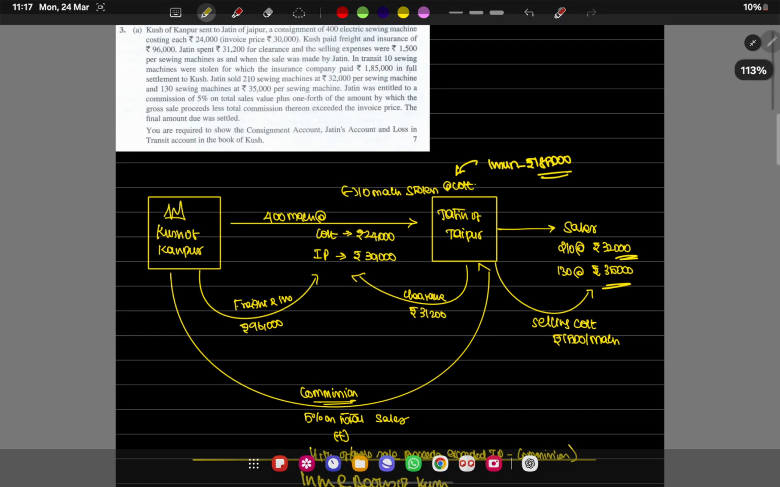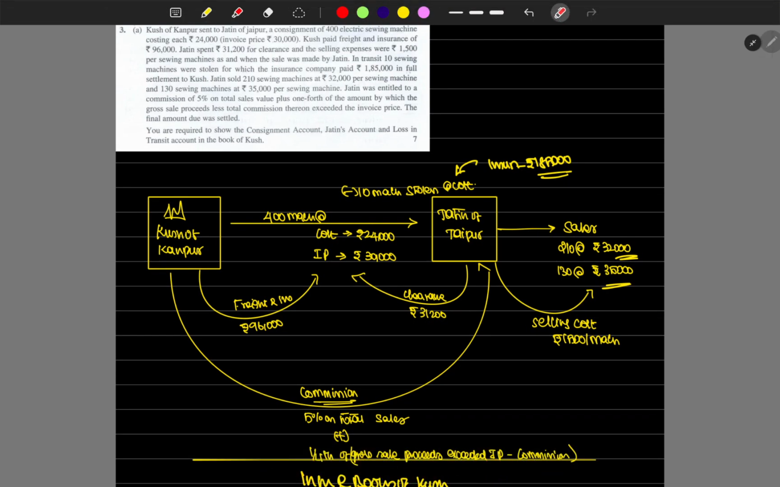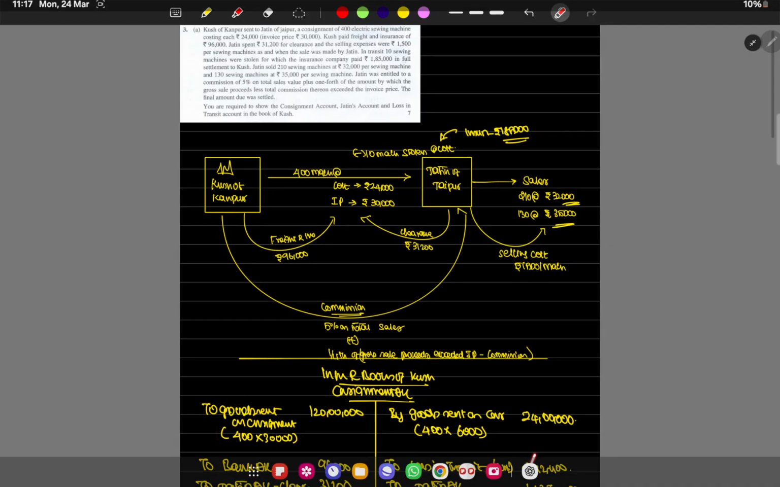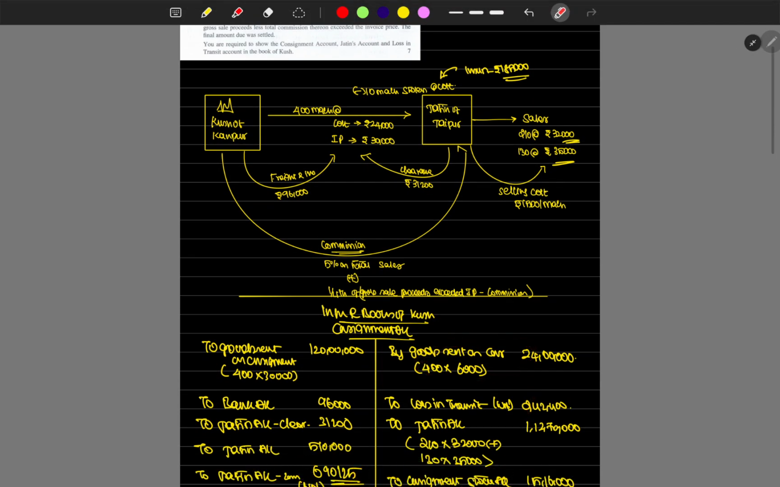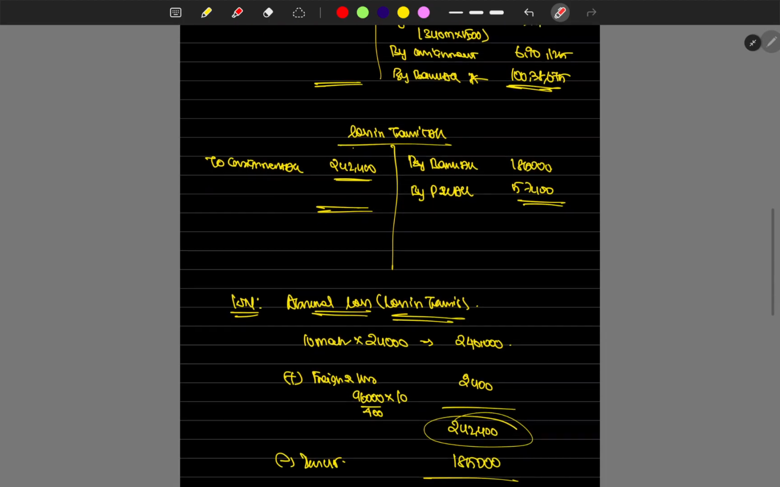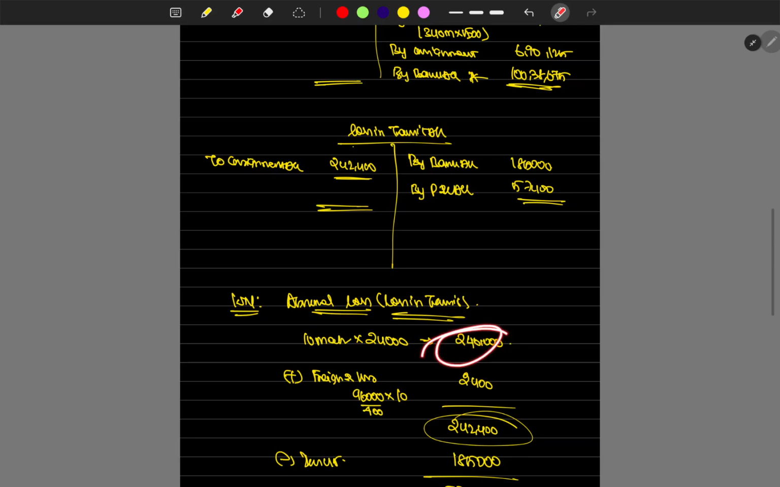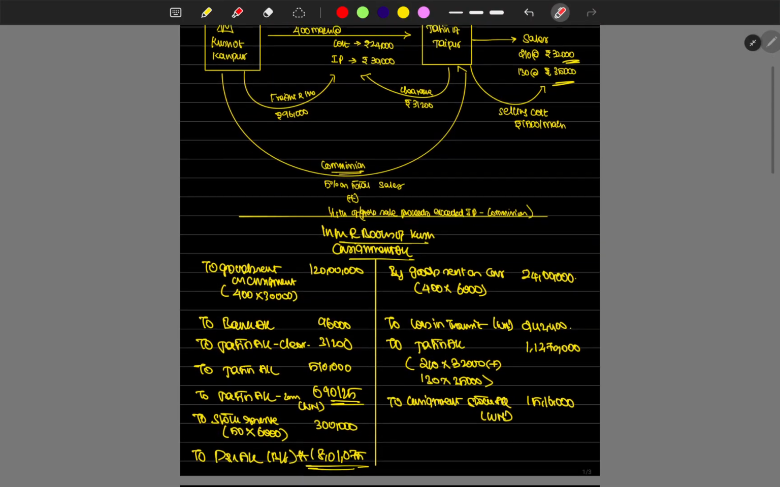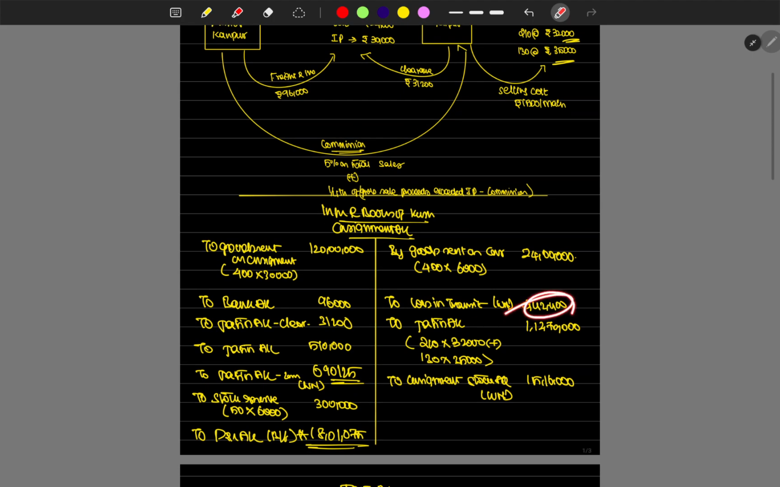So let's quickly summarize, give a recap of what we have seen here. Kush of Kanpur has sent 400 machines, 10 were lost in between. So for the 400 machines, we took at the IP price and we reversed the profit portion. Then freight charges we paid, so 96,000 paid from the Kush, and then 10 machines were lost, right? For the 10 machines lost, the cost is 2,40,000 and proportionate expenses is 2,400. Insurance we received for 1,80,000. We found the loss, which is 57,400, so we have added the entire loss in transit.